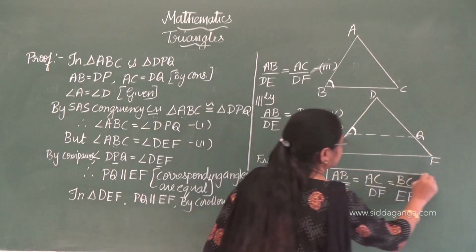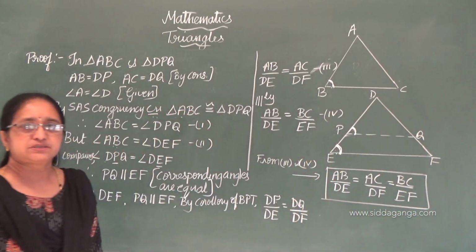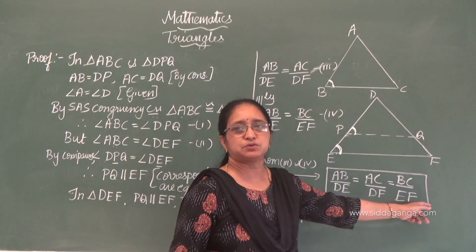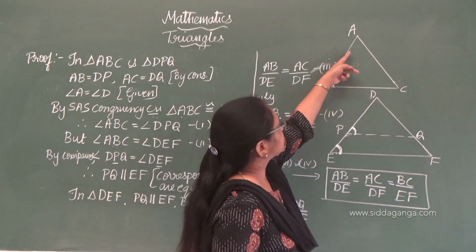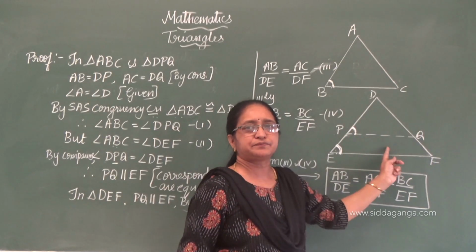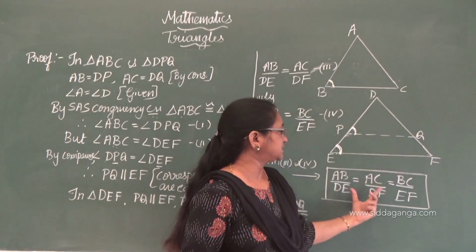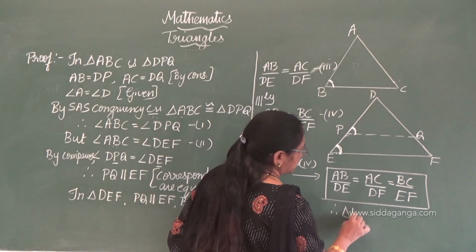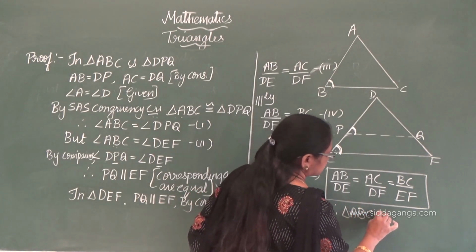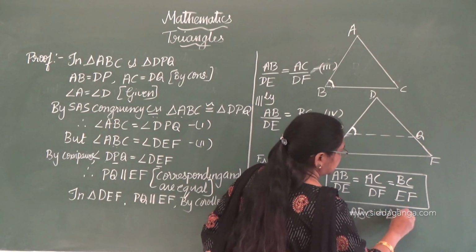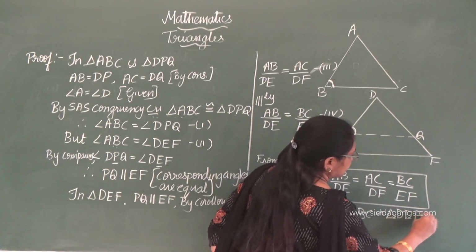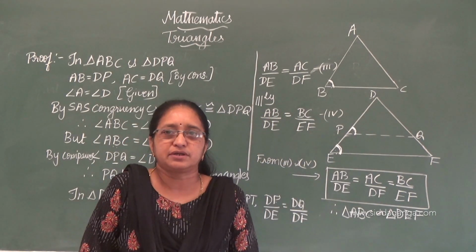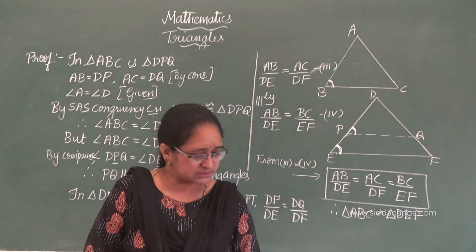Now observe carefully. That is what we needed. So the sides are proportional. So if the corresponding three angles are equal, then the sides are proportionate, and hence triangle ABC is similar to triangle DEF. Hence proved. I hope it is clear.